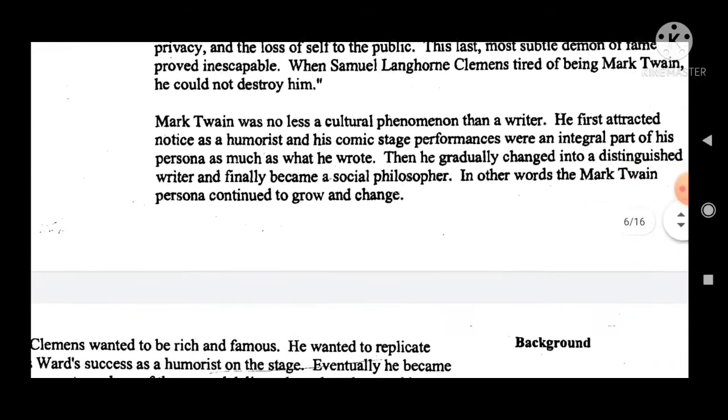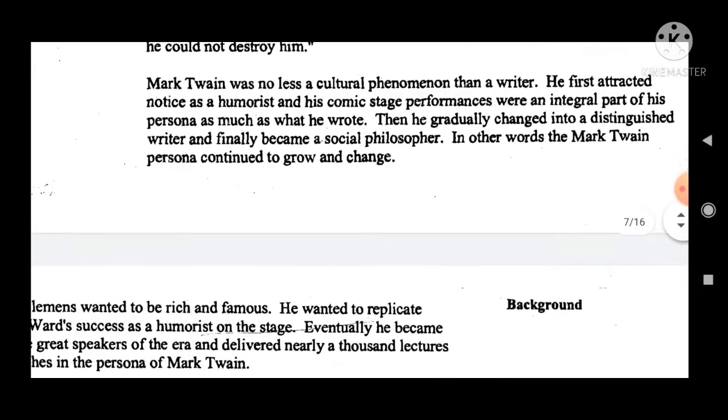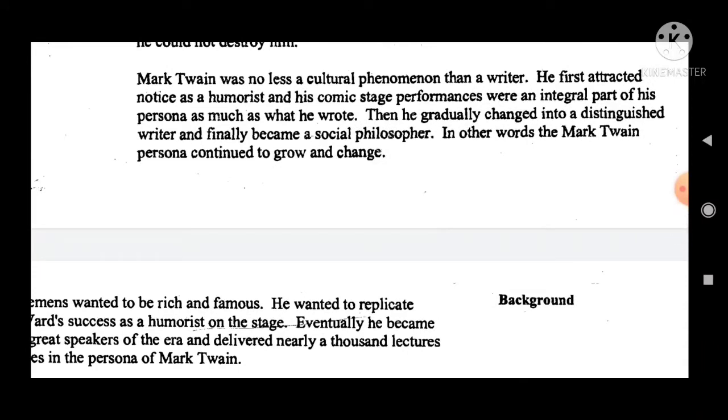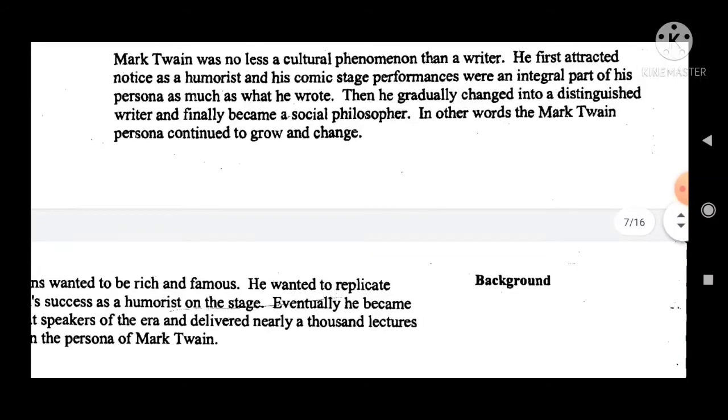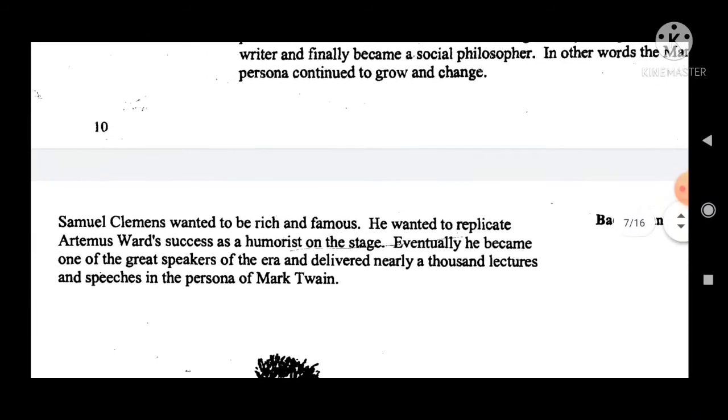Mark Twain was no less a cultural phenomenon than a writer. So already you have known this. He first attracted notice as a humorist, and his comic stage performances were an integral part of his persona, as much as what he wrote. So he was a social philosopher also, and the Mark Twain persona continued to grow and change.